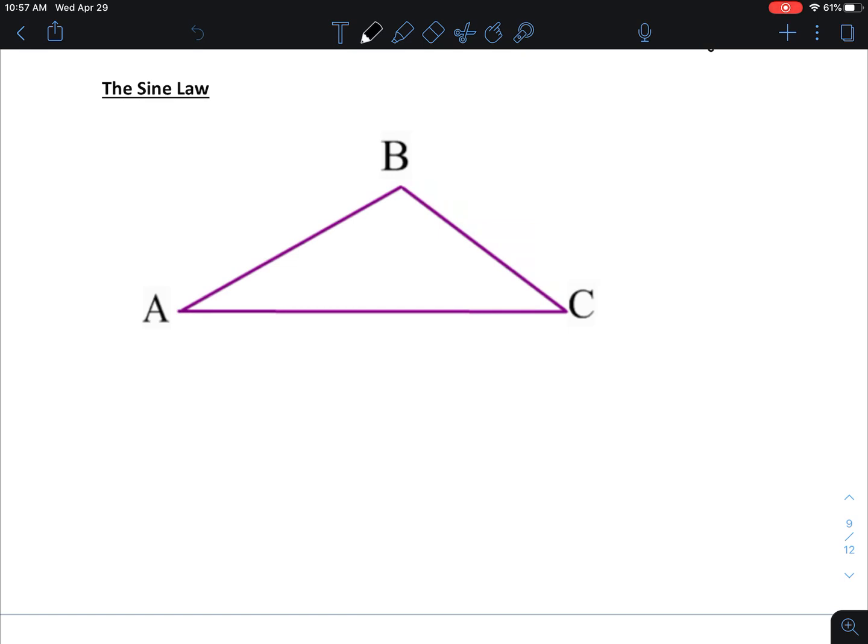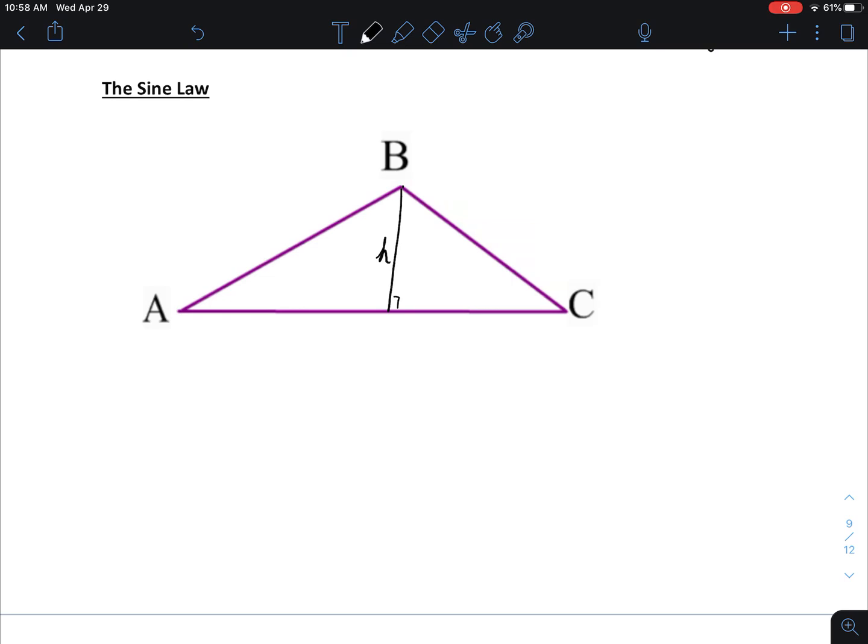Okay, so today we're looking at the sine law, and now you can see that we have a triangle that is not a right triangle. So we're going to look at trigonometry using all sorts of triangles and not just right triangles as you have done in previous years. So to develop the sine law, what we're going to do is from B, drop down a height, which I'm going to call h.